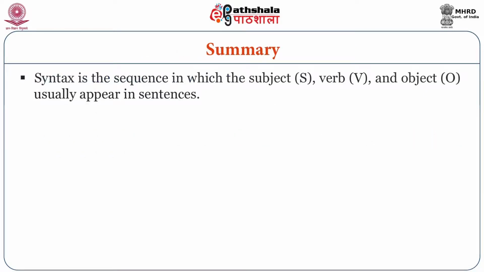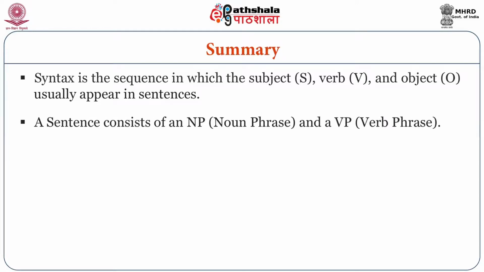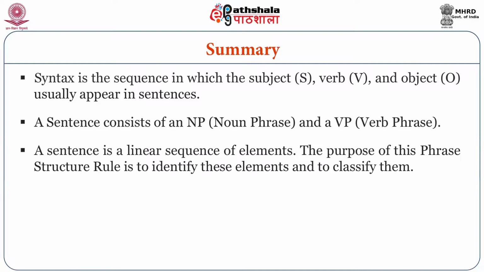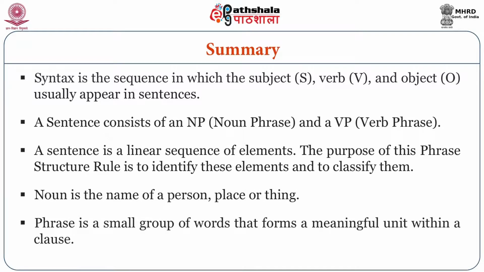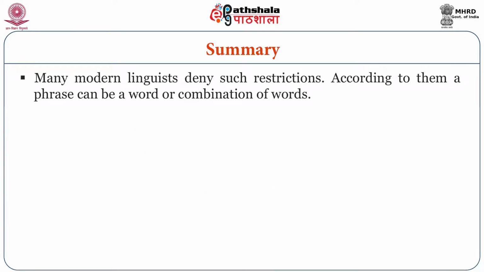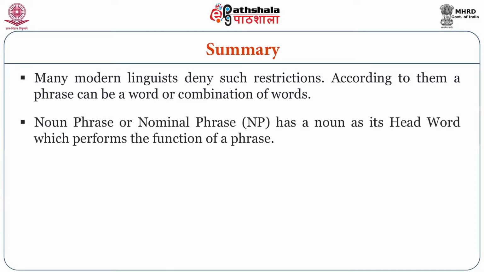So, noun phrase: we can say that syntax is the sequence in which the subject, verb and object usually appear in a sentence. A sentence consists of a noun phrase and a verb phrase. A sentence is a linear sequence of elements. The purpose of this phrase structure rule is to identify these elements and to classify them. We know that a noun is a name of a person, place or thing, and a phrase is a small group of words that forms a meaningful unit within a clause. Many modern linguists deny such restrictions, and a noun phrase or nominal phrase, as it is known, has a noun as its head word which performs the function of a phrase.